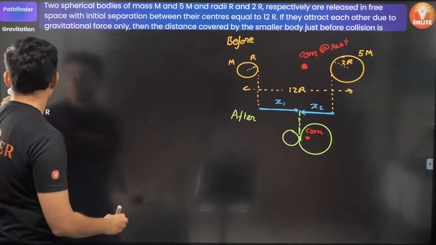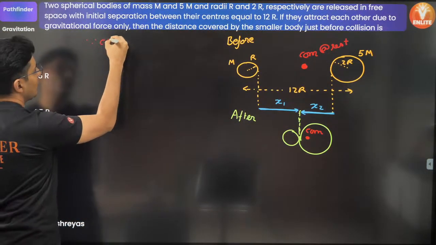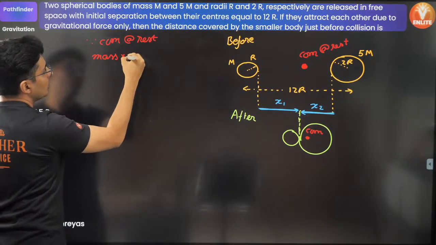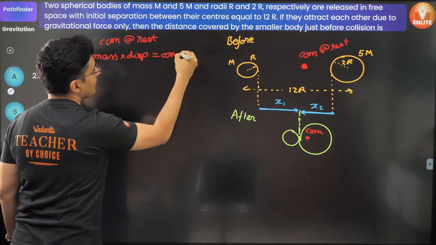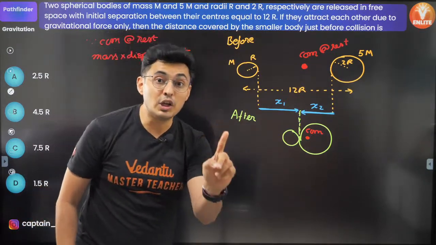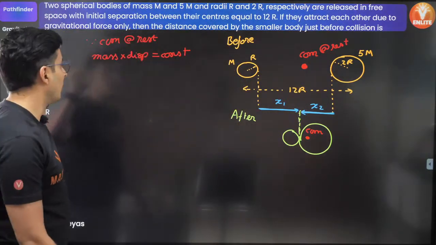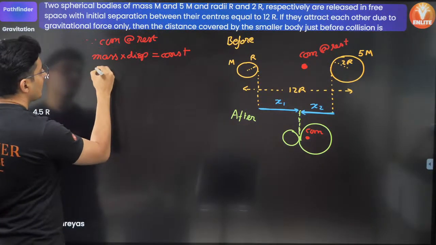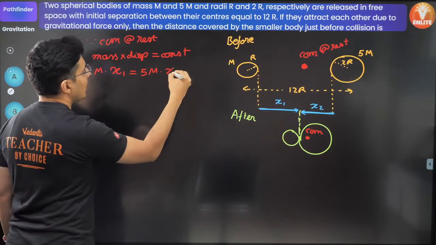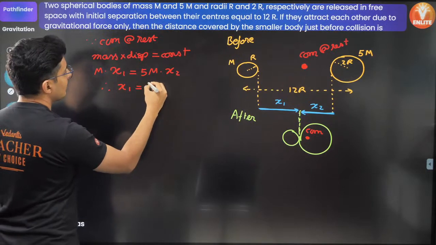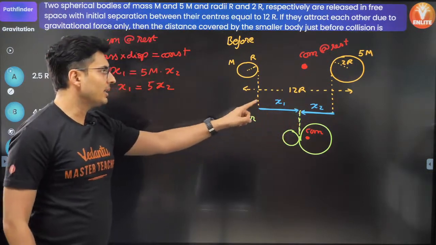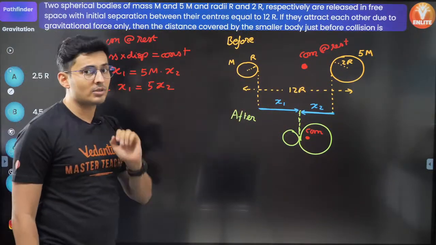Since center of mass is at rest, I can very well say that mass into displacement is constant. m1 x1 is m2 x2. This is a standard property you should know from the center of mass chapter from 11th standard. If you don't know it, then gone. So the mass is m. So m into displacement x1 will be equal to the other mass, which is 5m into x2. Therefore, x1 is equal to 5 times x2. This is one equation. Everybody got it?